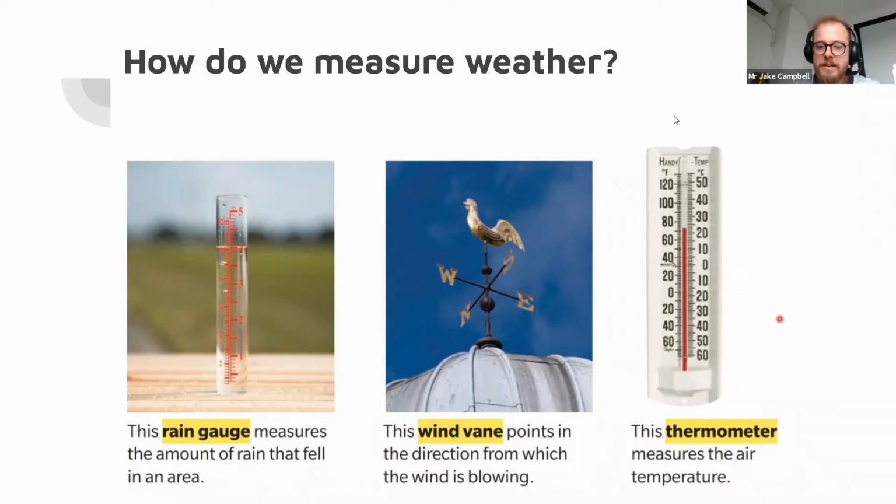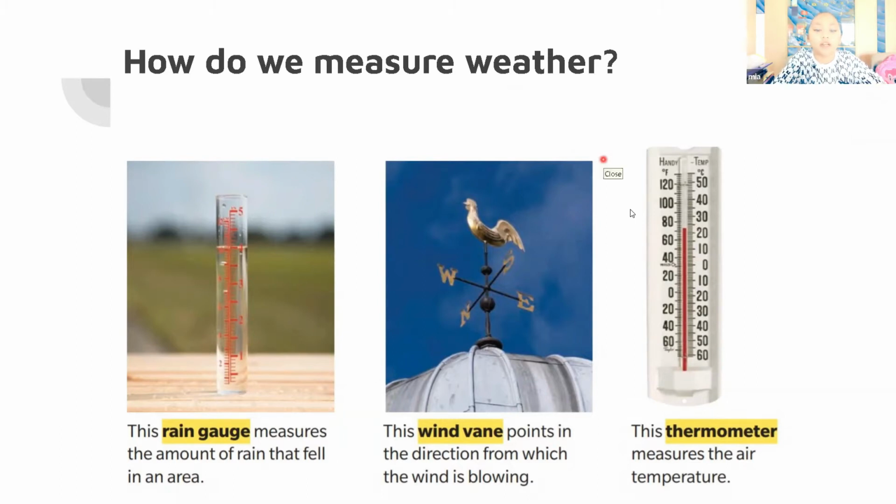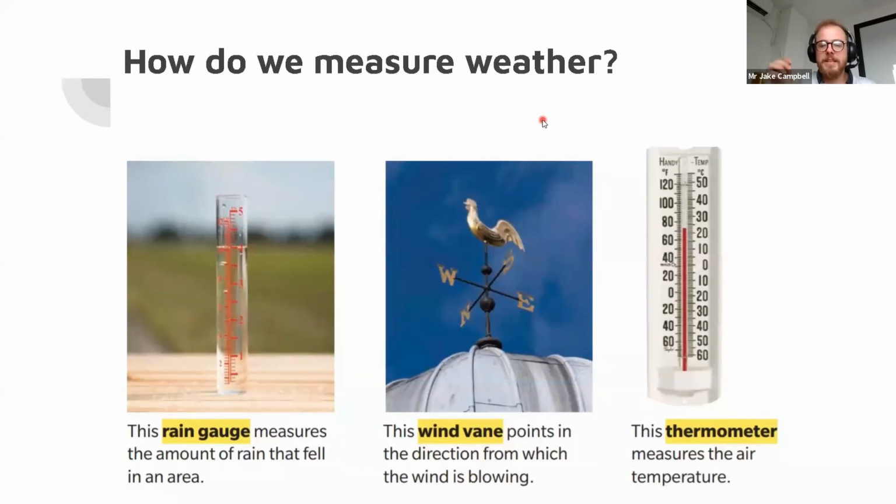Well done. Mia, can you read to me what is a wind vane? This wind vane points in the direction from which the wind is blowing. Perfect. So, Mia, is it where the wind is blowing from? Yeah, from which the wind is blowing. Okay, very good.